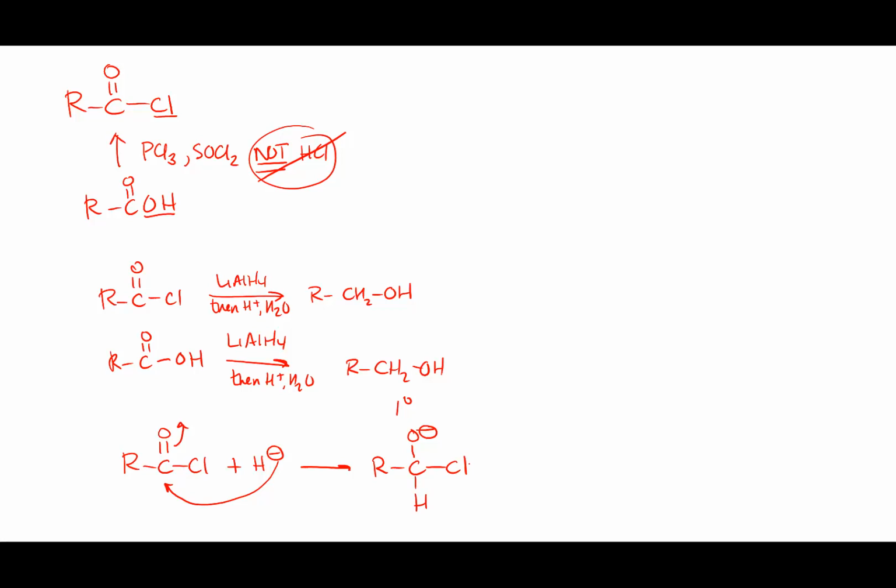Great. Now what's going to happen? What's going to happen now is this O minus is going to try and bring its pair of electrons back down. It always tries to do that. But for the first time today, there's a group that can leave. The Cl. What did I just make? An aldehyde. Am I done?